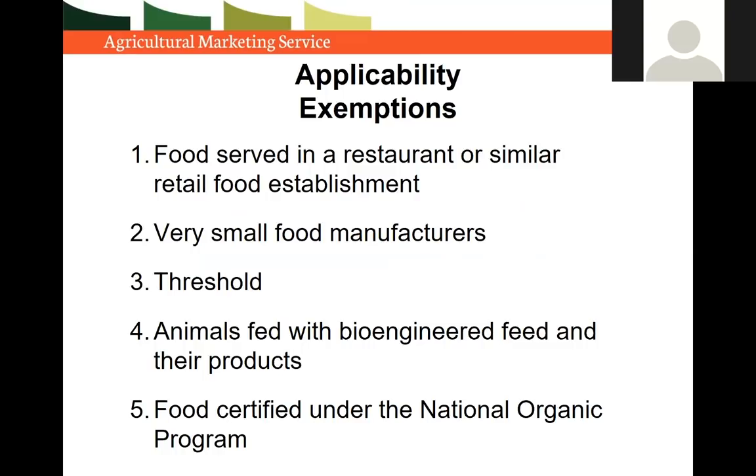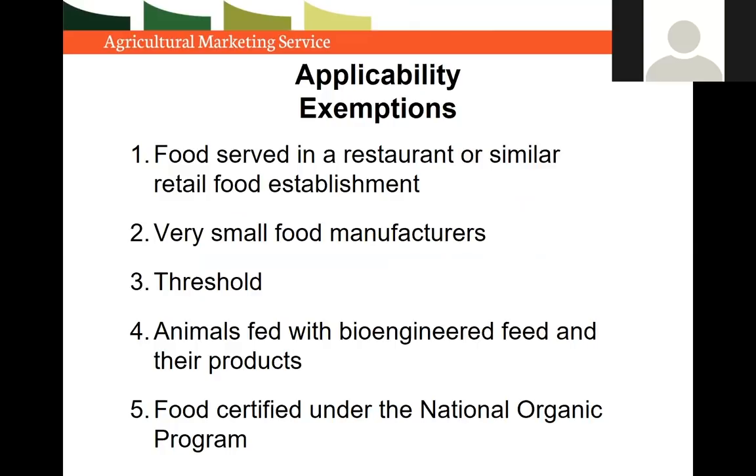The proposed rule also includes several exemptions to the disclosure standard. First, food served in a restaurant or similar retail food establishment would be exempt. Second, very small food manufacturers, both domestic and foreign, would also be exempt. The proposed rule defines very small food manufacturers as any food manufacturer with annual receipts of less than $2.5 million.